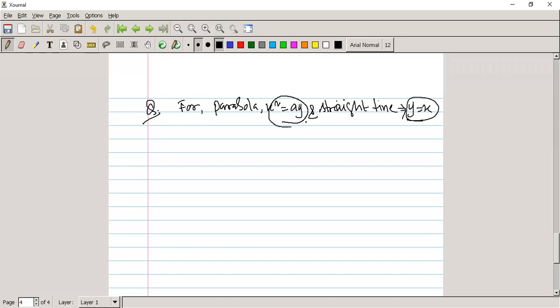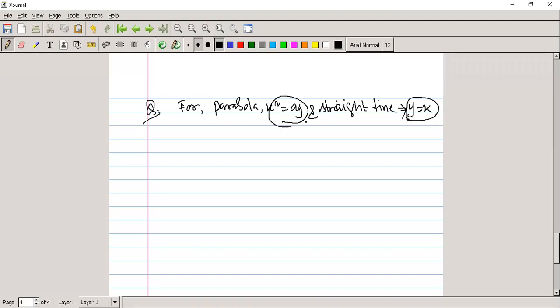Suppose in the question it is given, for the parabola, x square is equal to a y, and another, a straight line, that is y is equal to x. One is this one, another one is this one.